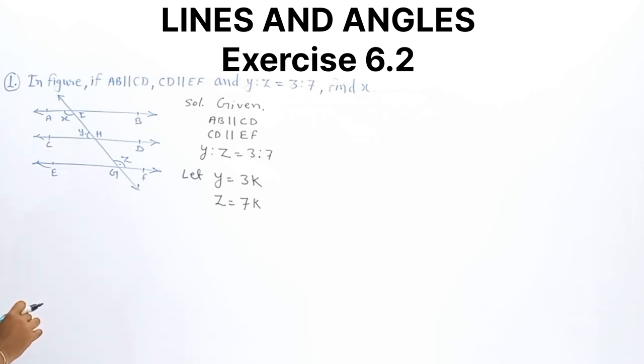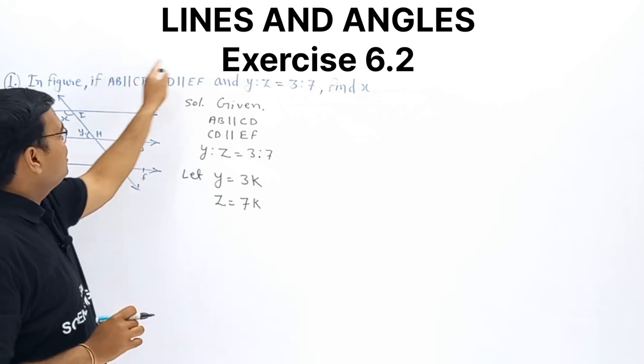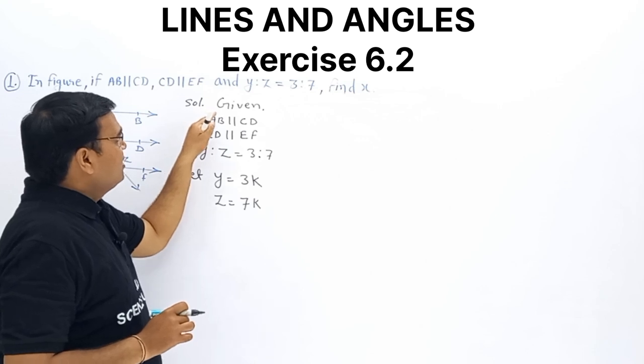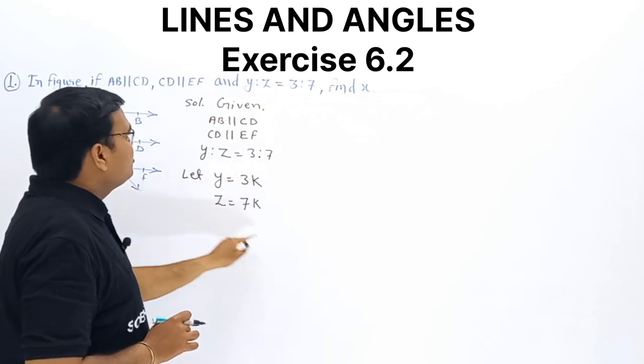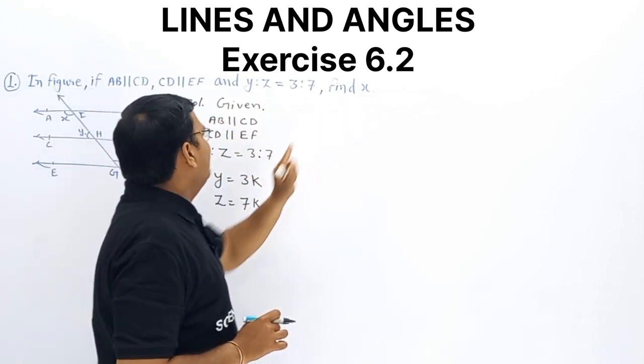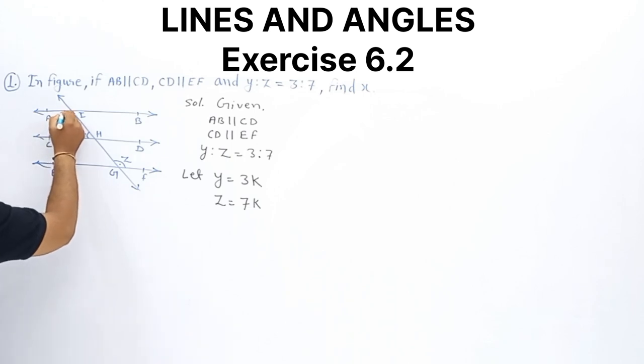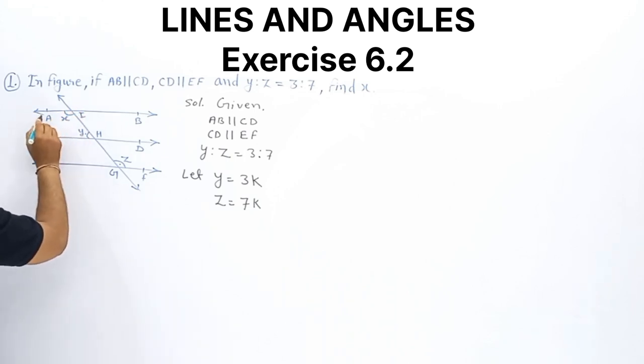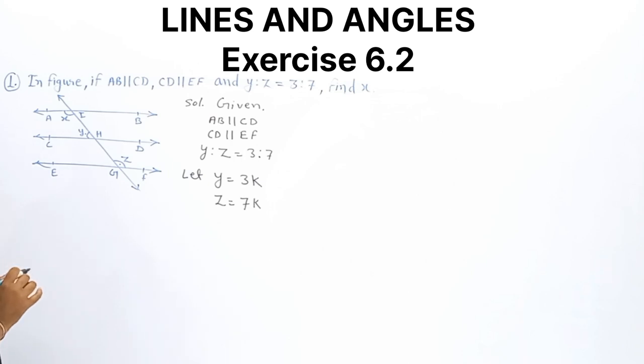Observe. Now what do we want? These are the given data. The ratio we have, so we assumed it. Find the value of x. Where is the x? This angle, the x angle. It means we want this one. So how will we find this one?